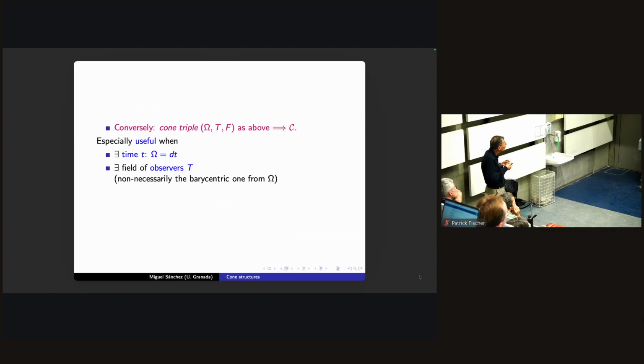And this way of looking at the cones is nice, especially when we have a time in the space. The one-form is the differential of the time, and the time-like vector can be regarded as the set of observers. And well, again, this is the first course on cones and the meaning of them, as we go into the cones.